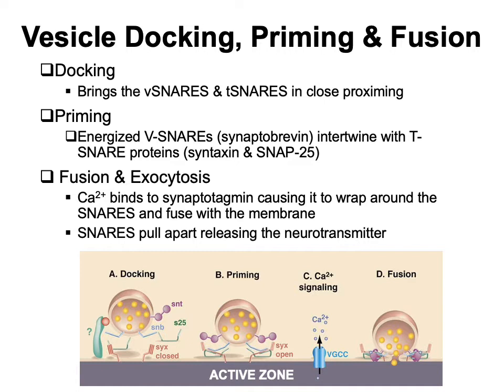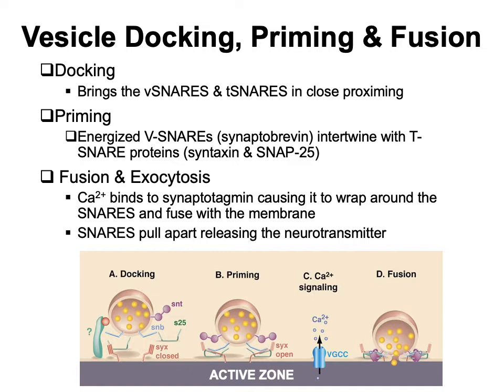Next, the vesicle needs to be primed, which energizes it and energizes the V SNAREs, the synaptobrevin, to intertwine with the T SNAREs, which is syntaxin and SNAP25, and they will wrap around each other. Then the next phase is fusion and exocytosis.